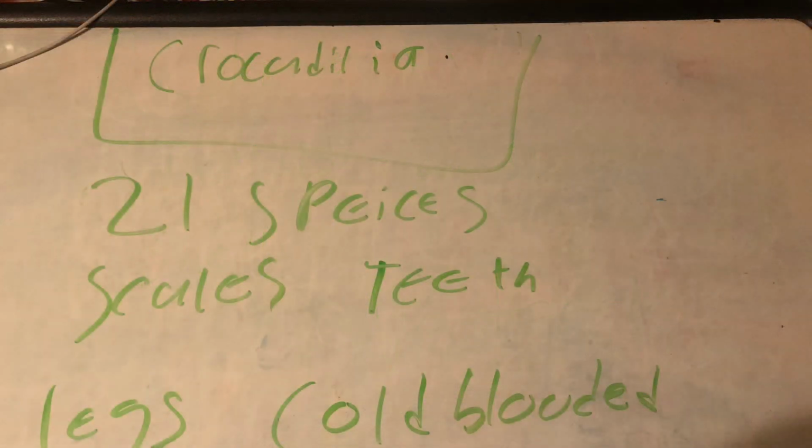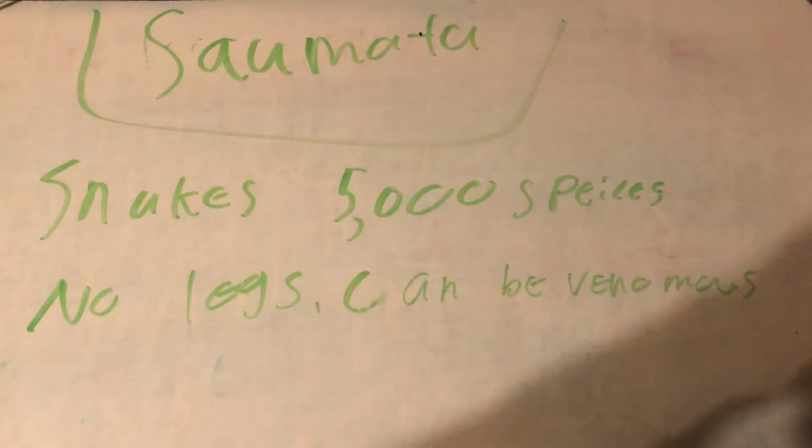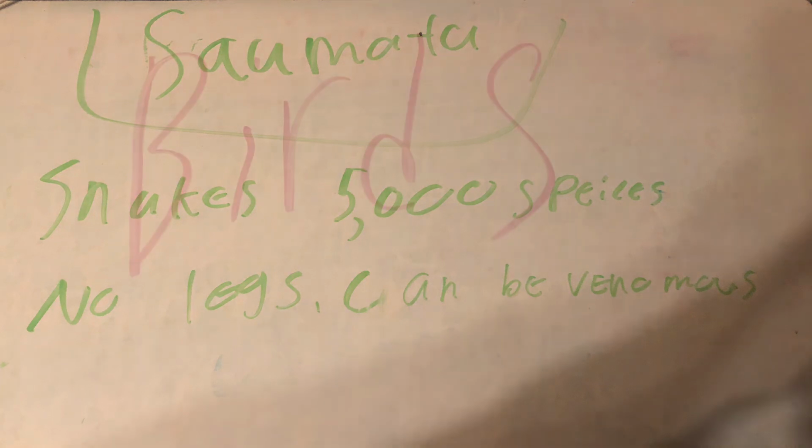Our next guys are Crocodilia. Crocodiles, alligators, 21 species. A lot of teeth. Cold-blooded, legs, and legs are something that these guys coming up don't have. Squamata, these are snakes, 5,000 species, a lot of them. No legs, teeth, and their left lung is smaller than the right lung, because that's just the way they move.